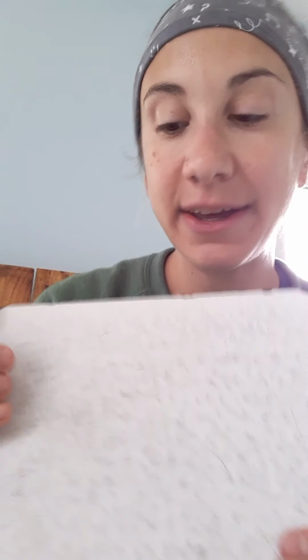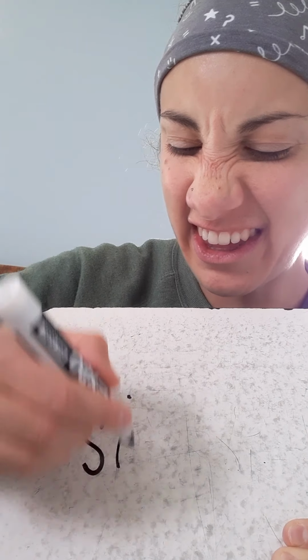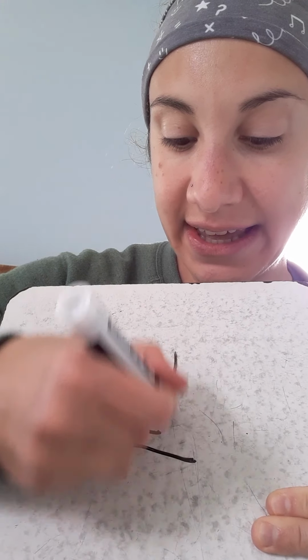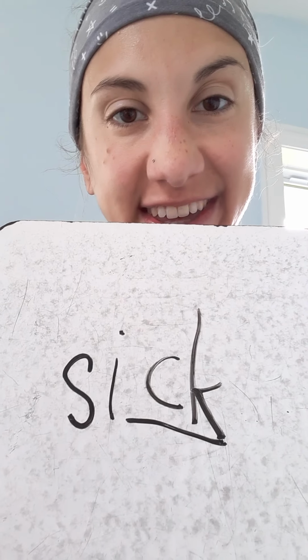For example, if I were going to write the word sick, I'm going to talk to my marker. S-I-K. Short vowel, CK, sick. So there is my word, sick.